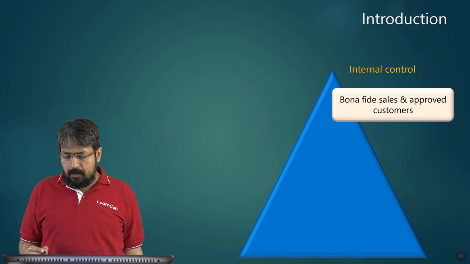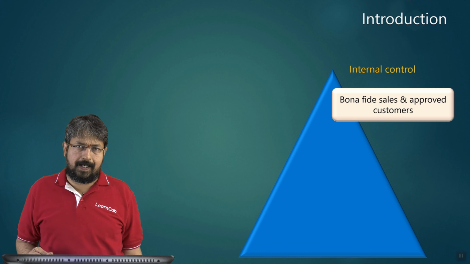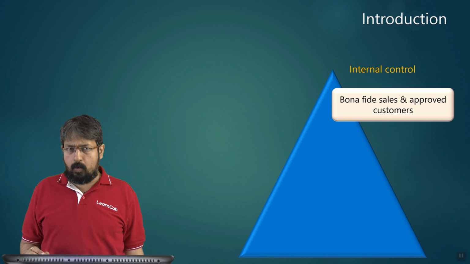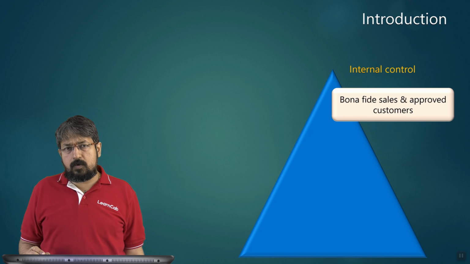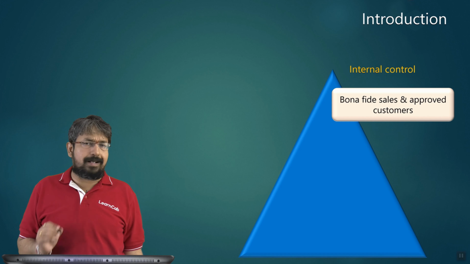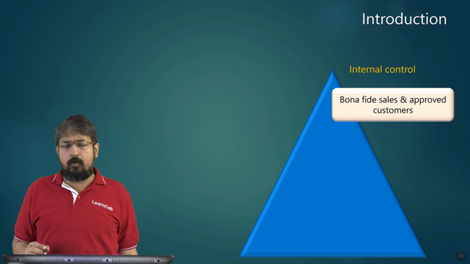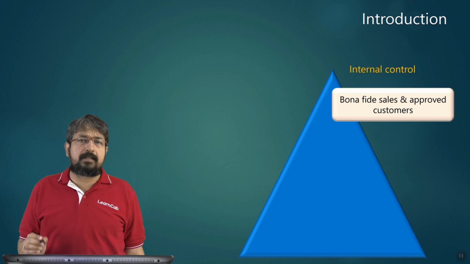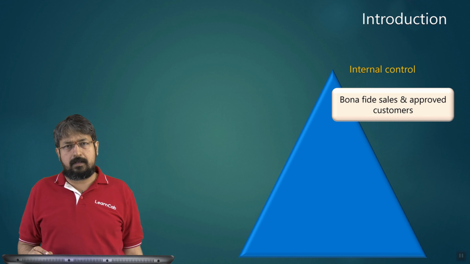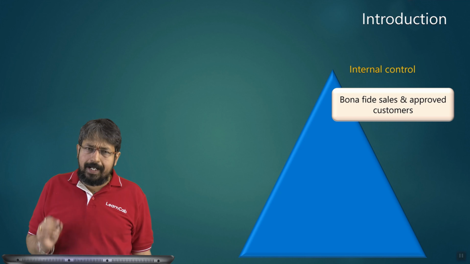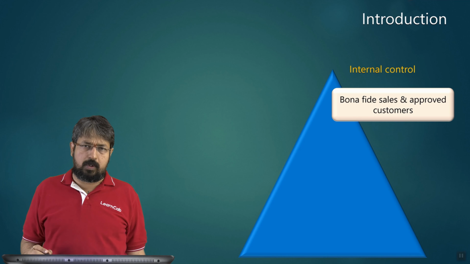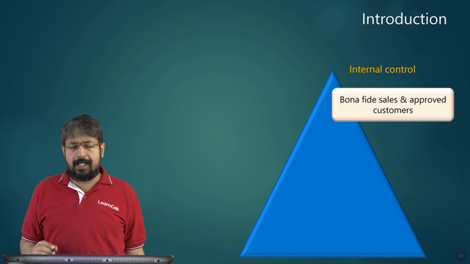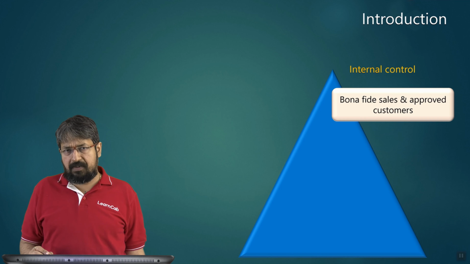The first thing under control is that they are all bona fide sales. These sales are bona fide, they are genuine sales. There is no scope for any dummy sales. That has to be checked. The first and foremost thing is whether it is a bona fide sale, that has to be ascertained. And whenever the sale is made, it should be made only to an approved customer. So that is why there is a creation of a vendor account. See, not everybody can be the customer of the company.